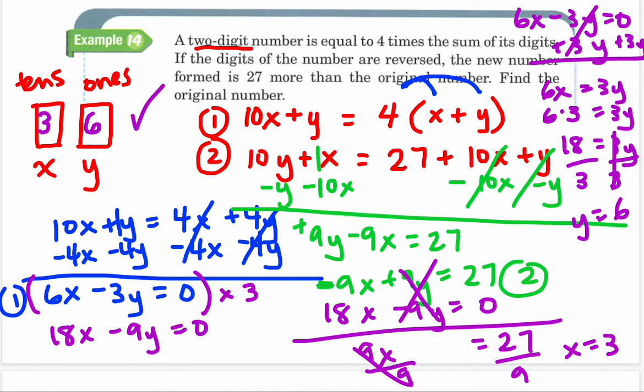Okay? Again, I apologize for the mess. I just had to fit everything on one screen. I'll see if I can write a little smaller on the next problem.